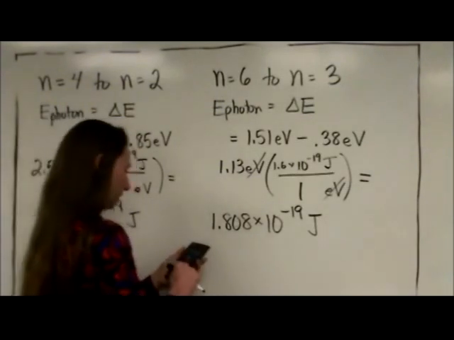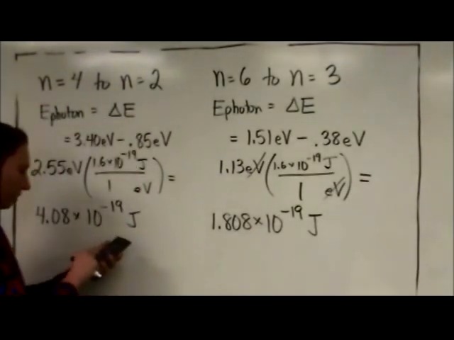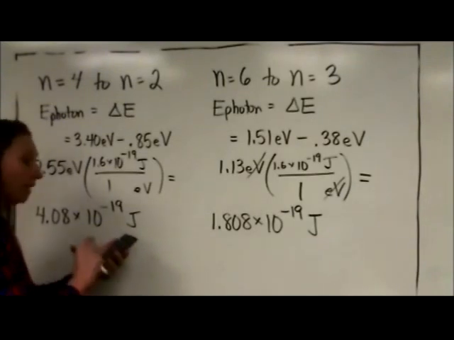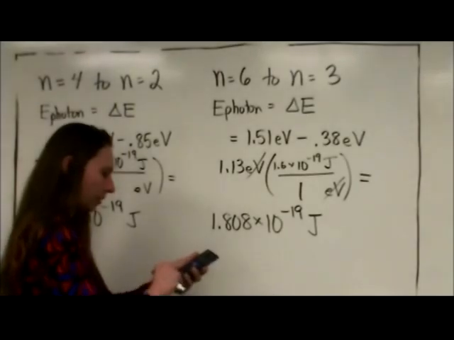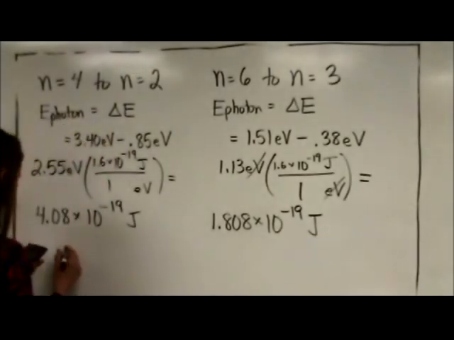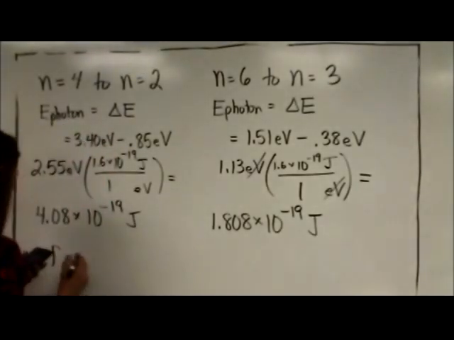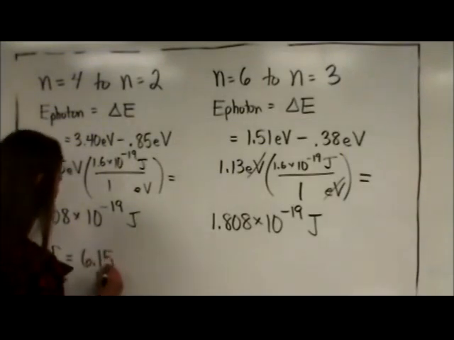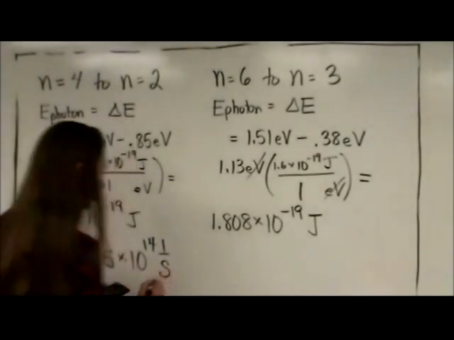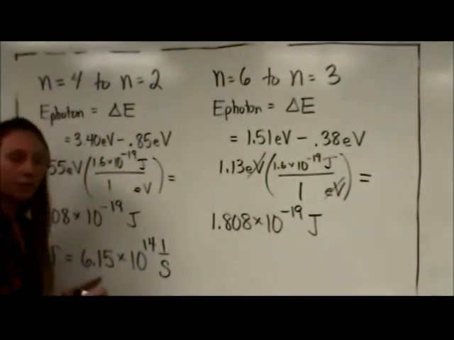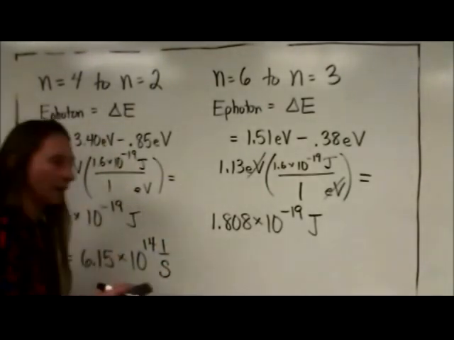So we're going to take 4.08 times 10 to the negative 19 divided by Planck's constant, 6.63 times 10 to the negative 34. The frequency of this photon is 6.15 times 10 to the 14th 1 over seconds. We're going to look that up and see what color of visible light that is.